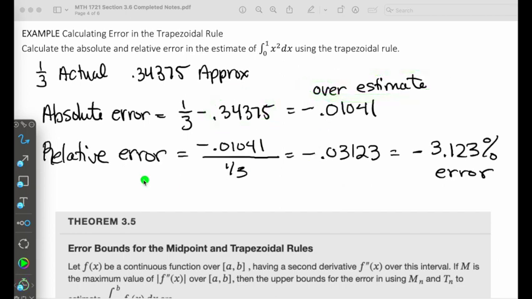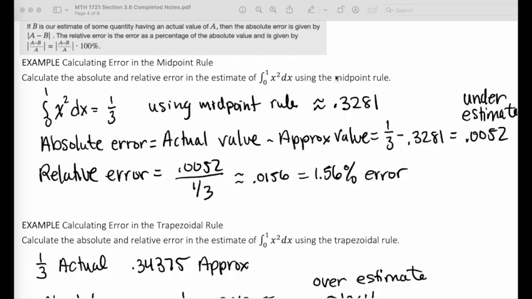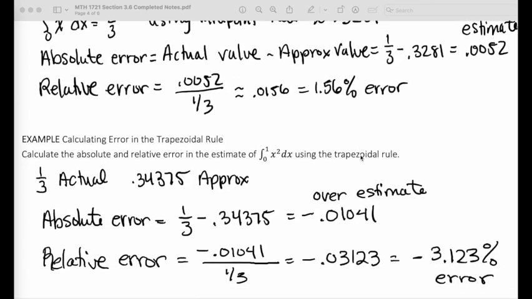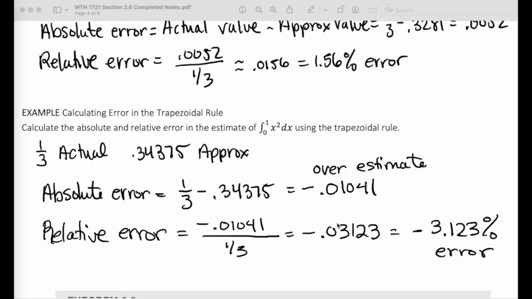overestimate. Now, for the relative error, we're going to take our absolute error and divide by the actual value, and we're going to get negative 0.03123. And then we put that in terms of percent. Our error for this is an overestimate by about 3.123%. So you can see in this case that the midpoint rule came out more accurate than the trapezoidal rule.